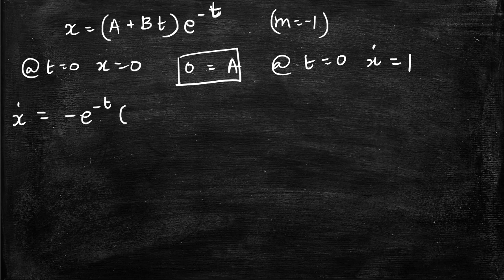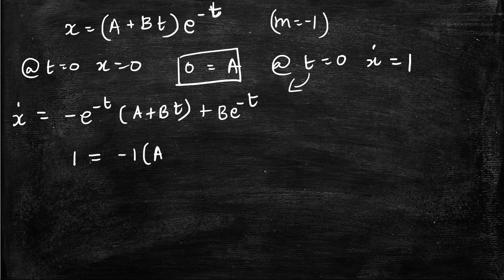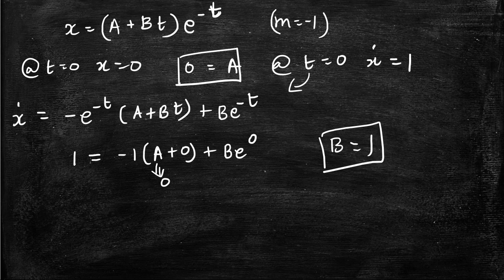X dot will give you minus e power minus t (a plus bt), just UV method, plus b e power minus t. So now applying this condition over here, at t is equal to 0, x dot is equal to 1, which is equal to minus e power 0 (a plus 0) plus b e power 0. We know that a is already 0, so I can write that b is equal to 1 from this equation. Now I know the solution. So my x will be of the form t e power minus t.